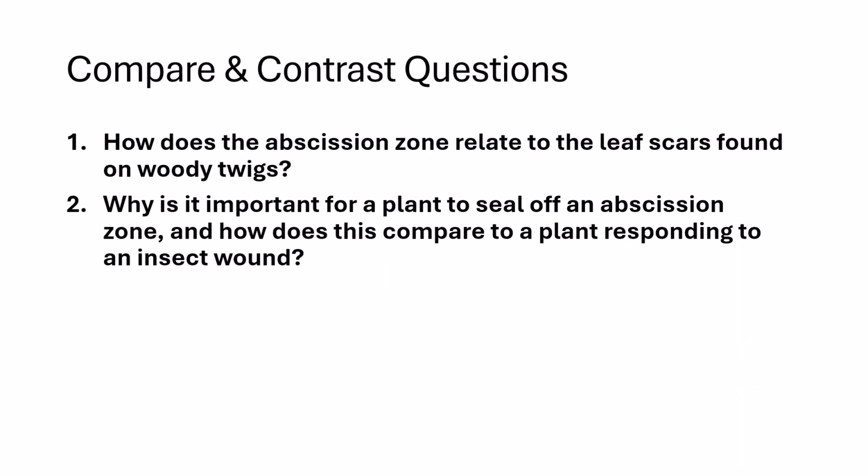For the second question, focus on protection. What risks does a plant face when tissue is damaged or removed? Then compare that to what happens when an insect chews into a stem or leaf. In both cases, the plant needs to seal off the exposed area, but the cause of the damage is different.